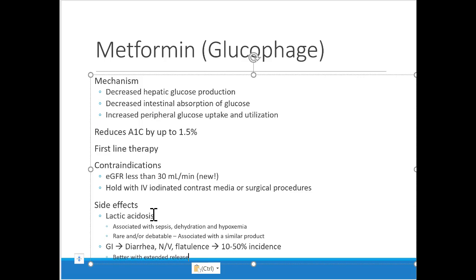The extended release product is quite inexpensive. It's been generic forever, just like metformin has. You shouldn't really have any cost issues with it. So I always tell people, if you're going to start metformin, you might as well start the ER. It's going to be better tolerated for the majority of patients.